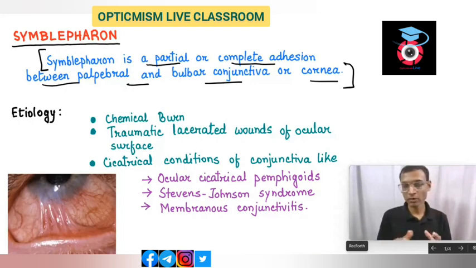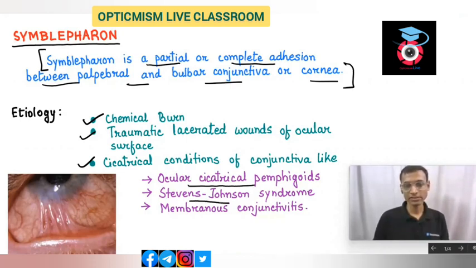So now we will talk about the etiology, that means the possible causes of symblepharon. First is chemical burn, second is traumatic lacerated wounds of the ocular surface, and third is cicatrizing conditions of the conjunctiva like ocular cicatricial pemphigoid, Stevens-Johnson syndrome, and membranous conjunctivitis. These all are causative factors for symblepharon.